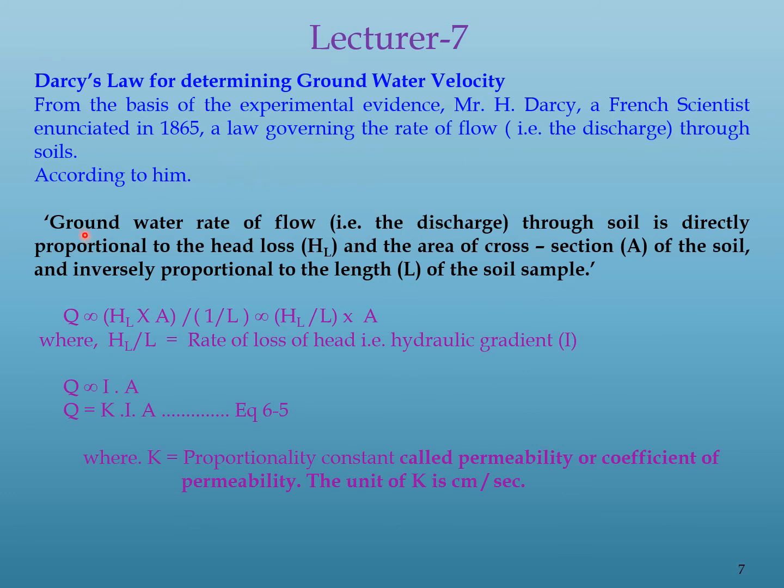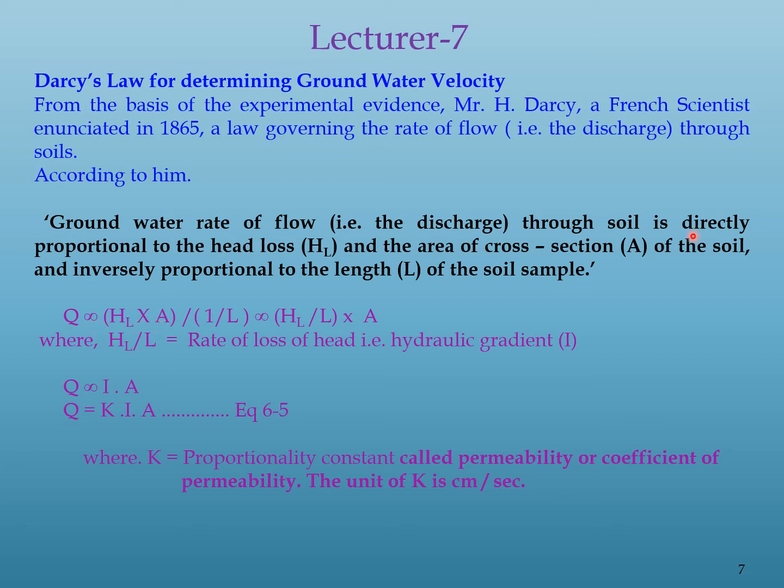Darcy's Law. According to Darcy, the groundwater rate of flow or discharge through soil is directly proportional to the head loss HL and area of the cross section A of the soil, and inversely proportional to the length L of the soil sample. So from this law we can write Q proportional to HL into A.